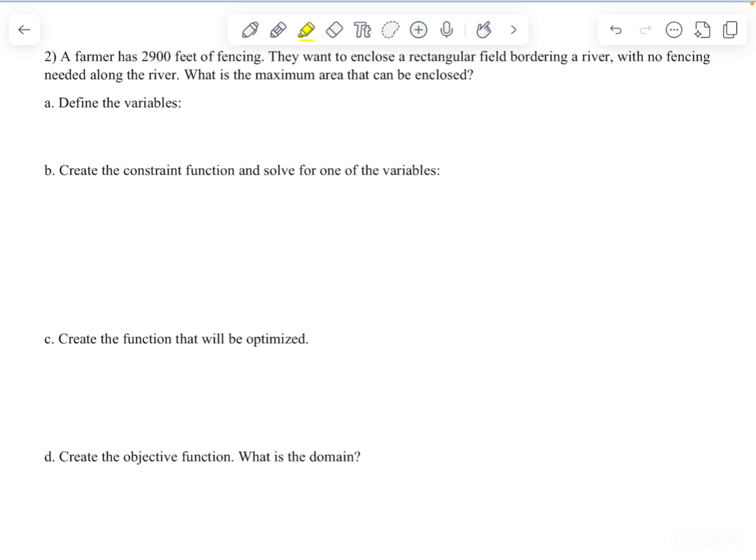A farmer has 2,900 feet of fencing. They want to enclose a rectangular field bordering a river with no fencing needed along the river. What is the maximum area that can be enclosed?